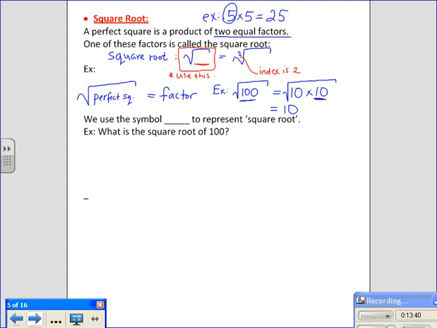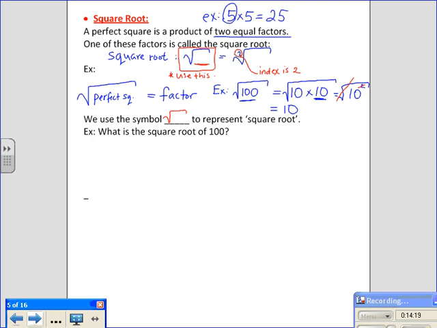Another really easy way to think of a square root symbol is that 100 could also be written as 10 squared. So when you take the square root of a perfect square, it quite literally undoes the squaring. It gives us just that one factor back again, 10. Again, we use this square root symbol, which is a bit simplified because we've just dropped that index of 2 to represent square rooting.